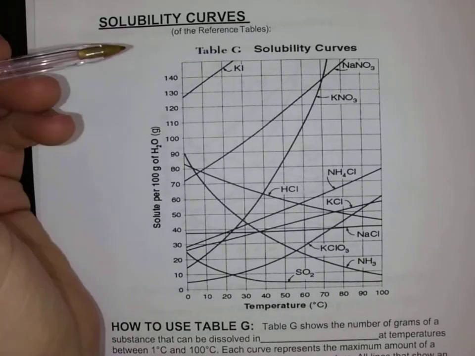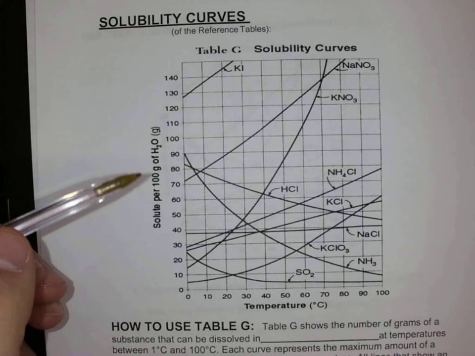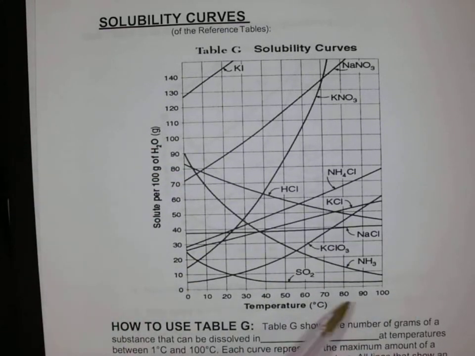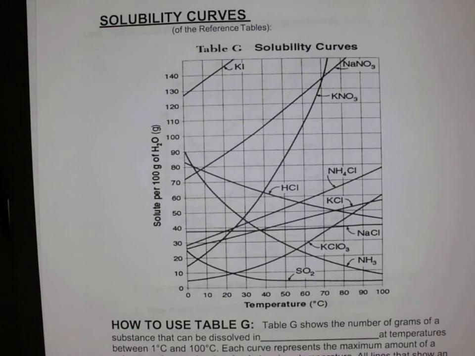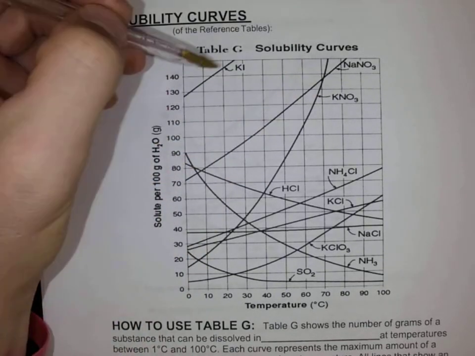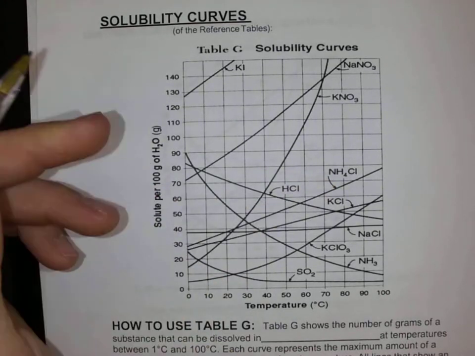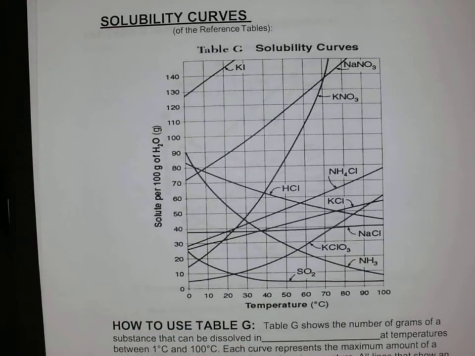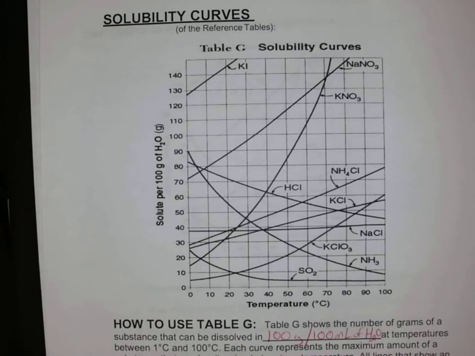This is a solubility curve. We have different temperatures, and our solubility is dependent on those temperatures. Certain ones go down as we increase the temperature: SO2, NH3, HCl. These are gases, where as the temperature increases, the solubility decreases. We have other compounds, like KNO3, NaNO3, KI, where as we increase the temperature, we increase the solubility. Our table here shows the number of grams of a substance that can be dissolved in 100 grams or milliliters of water at temperatures between 0 and 100.